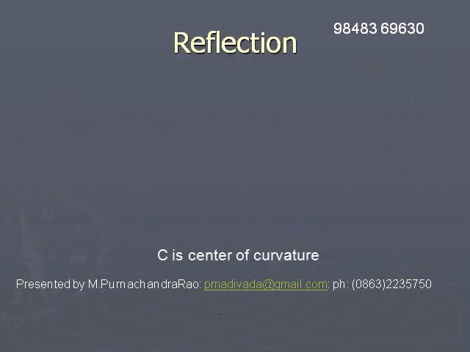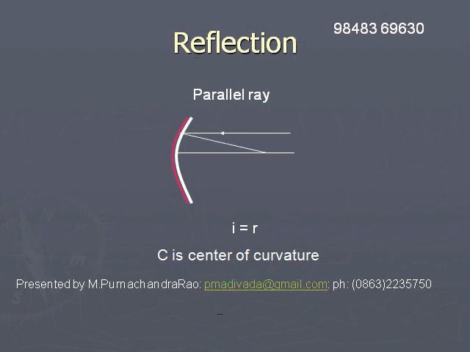In the first figure, we notice a ray incident parallel to the principal axis. At the point of incidence, it undergoes reflection such that I is equal to R. AC is normal. Hence, we can draw the reflected ray at the same angle of incidence, and this ray passes through the focus after reflection. This is in the case of a concave mirror.